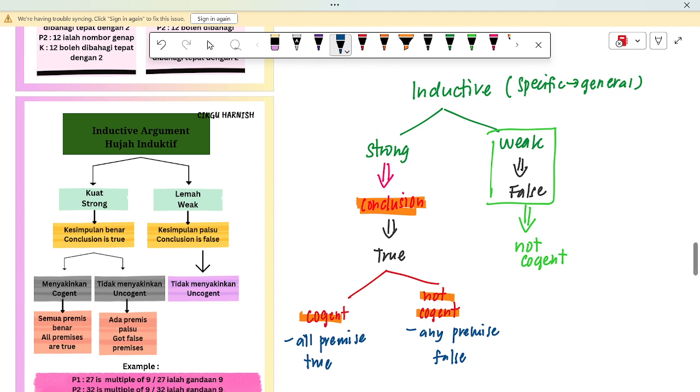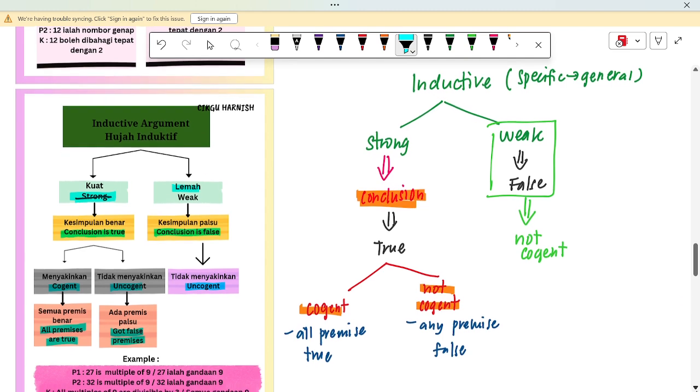So let's directly see this part again. This is my map here. So if you can see here, if it is strong, it means the conclusion is true. If it's cogent, it means all premises are true. If any premises are false, then it will become not cogent. But if the conclusion is false, it will be weak and it will become uncogent, or not cogent.